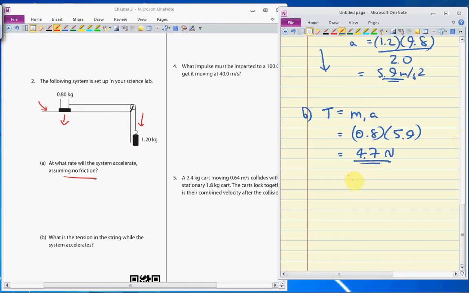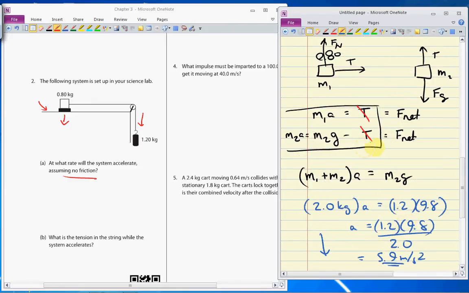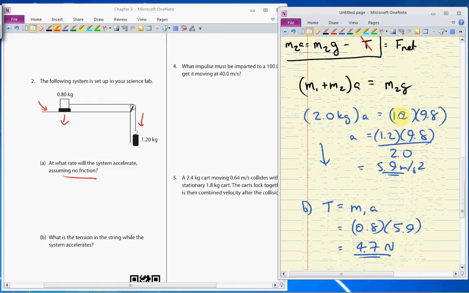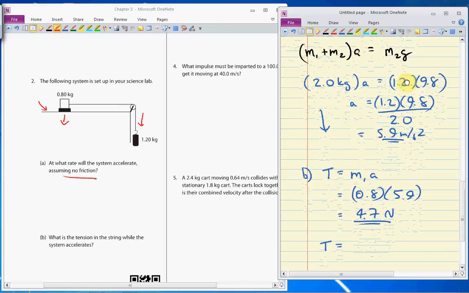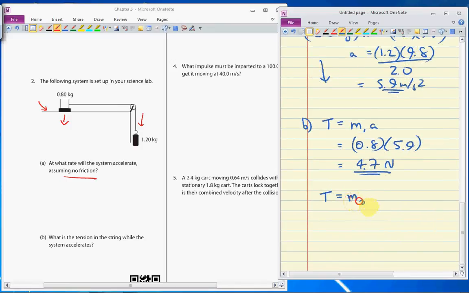I just want to show you that it could have worked the other way too if I had used the formula that said tension. So I'm looking at the previous example, tension here. Tension in that example would be equal to M2G minus M2A. So if I had chosen the other formula, M2G, 1.2 times 9.8 minus 1.2 times 5.9, I would have got the same answer of 4.7 newtons.